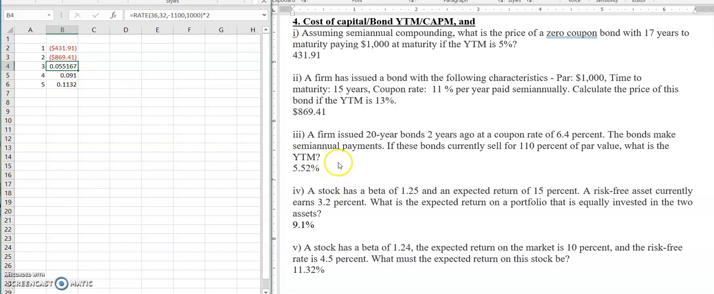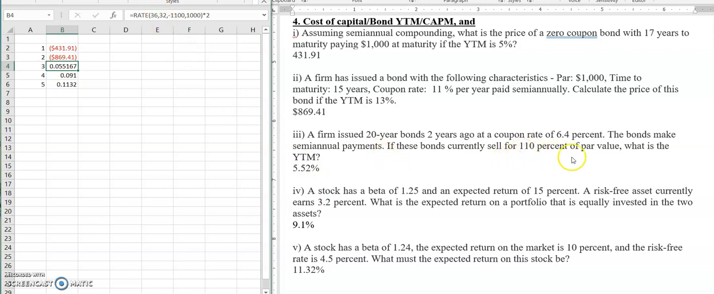Now to calculate the yield to maturity, that's problem number 3. So the firm has issued 20-year bonds 2 years ago. So that means 2 years have already gone out of the 20, so there are only 18 years more left. So that is 36 semi-annual payments. So you have 36 as your semi-annual periods. The coupon rate is 6.4% with a $1,000 par value. You're going to have $64 annually as coupon. So every 6 months, you're going to get $32. So your payment is $32.